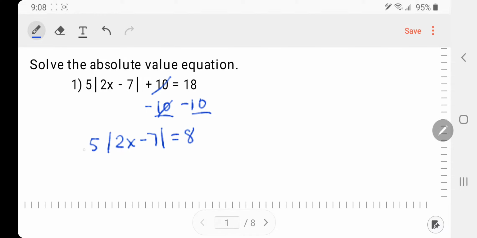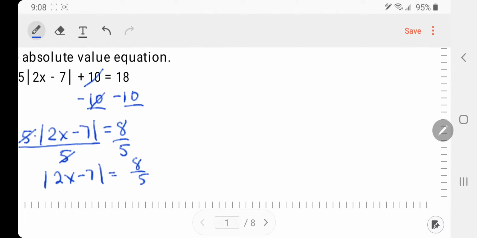Okay, next step is to get rid of this 5. It's multiplied by the absolute value, so we're going to have to divide both sides to get rid of it. 5's cancel, leaves me the absolute value of 2x minus 7 equals 8/5. So at this point, we have the absolute value isolated, and since this number over here is a positive number, that means that this is going to split into 2 separate equations, okay?